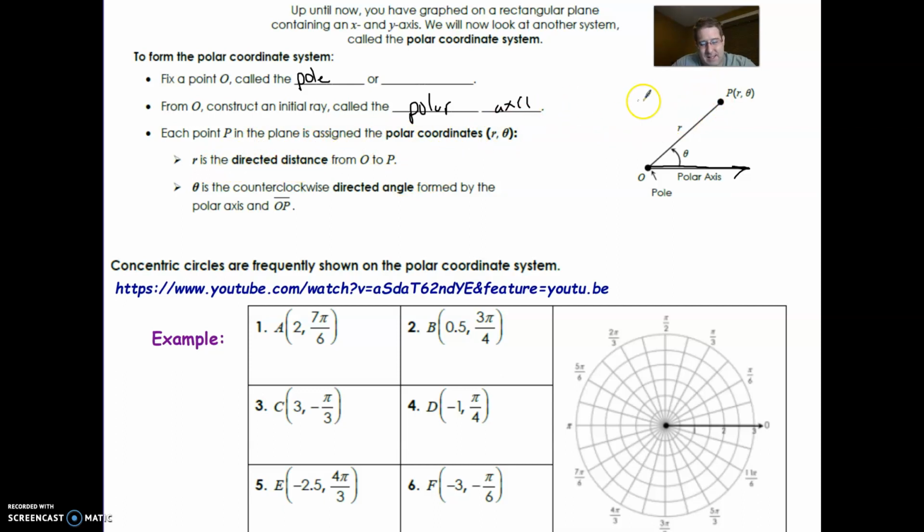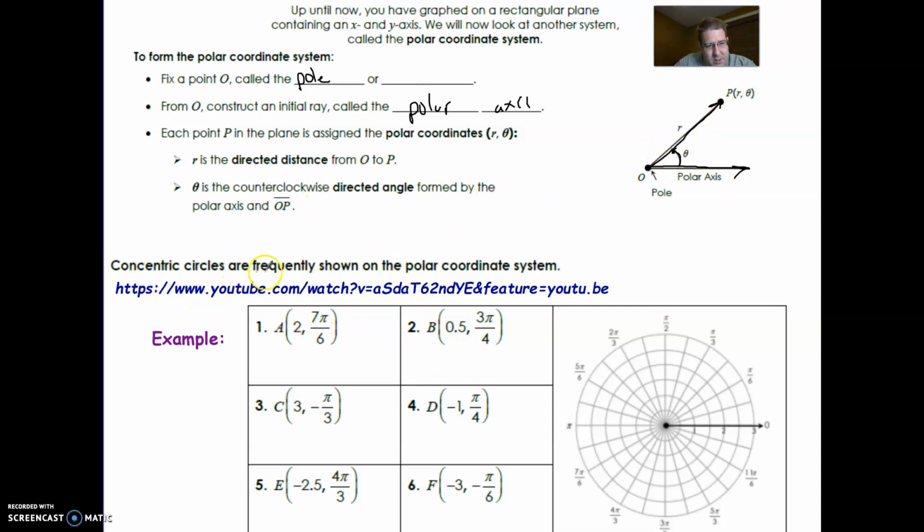It's a directed distance. I know we've done vectors quite a bit, so basically r is like the magnitude of the vector. It's the magnitude of this vector which leads to here, which is the reason why we did vectors first. And then theta represents the angle, which is what you did for vectors as well. So very similar to what we have been doing.